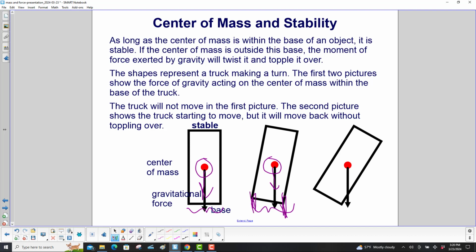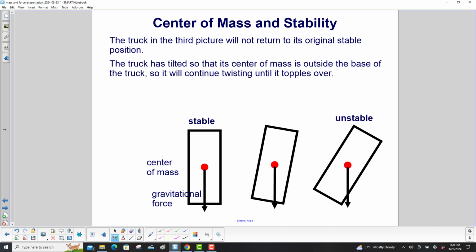The truck will not move in the first picture. The second picture shows the truck starting to move, starting to tip over, but it will move back without toppling over. The truck in the third picture, right over here, will not return to its original stable position. Stable means it's not going to topple over. Unstable means it will topple over. The truck is tilted enough so that its center of mass is outside the base of the truck. So it will continue twisting due to the gravitational force until it topples over.